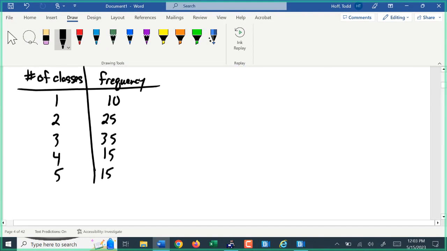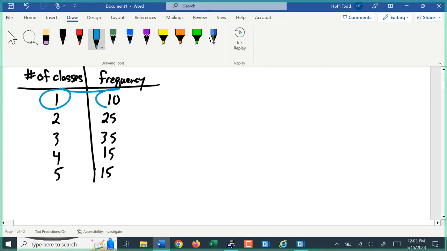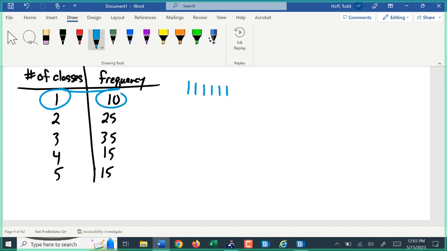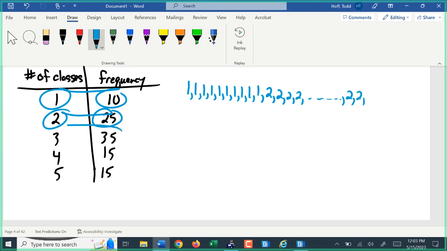And remember, what this means is the value of 1 occurred 10 times. So if I was listing this data out, we would have 10 ones listed out. And the value of 2 occurred 25 times, so that would be followed by 25 2s. I'm not writing out 25 2s, obviously. And then 35 3s. And then the 15 4s and 15 5s.